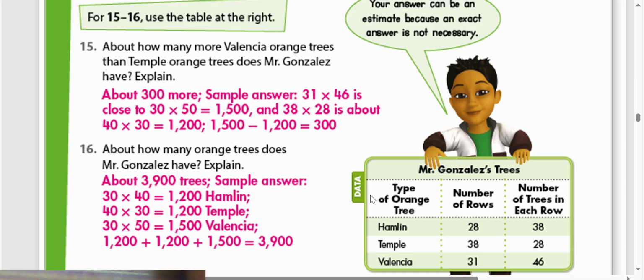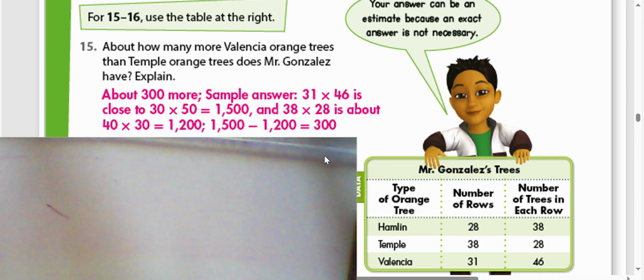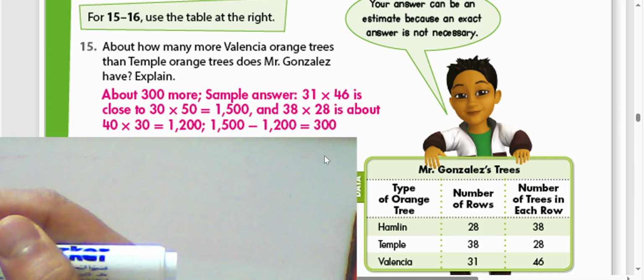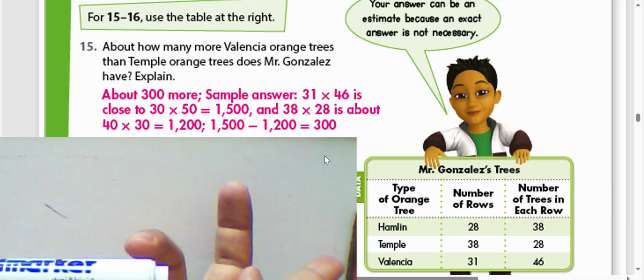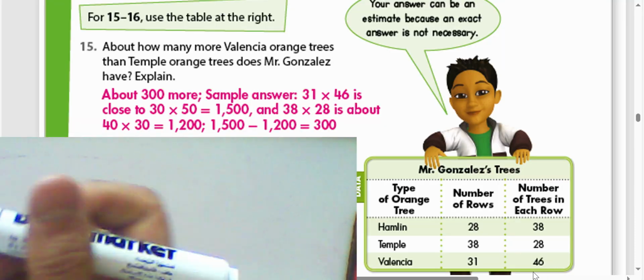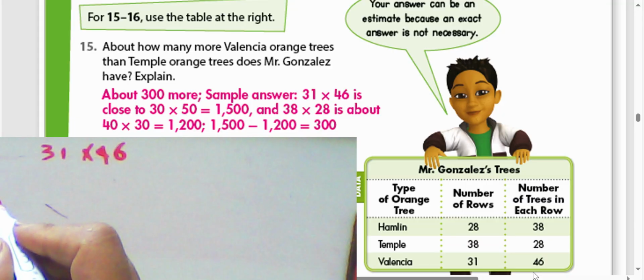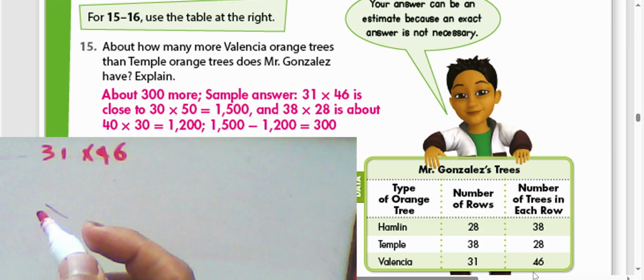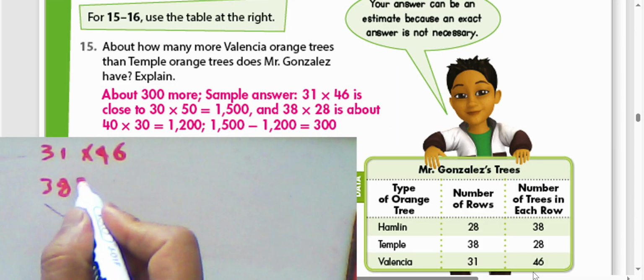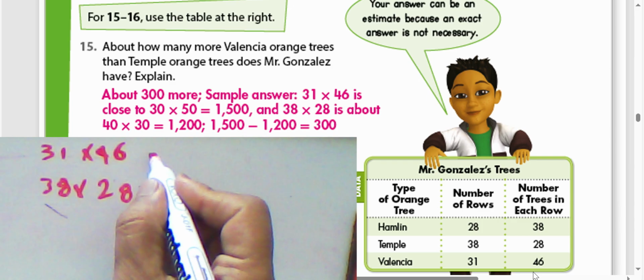Valinka orange trees, here. It's 31 times 46. And also we have 38 product by 24, and then we can combine them or find the difference between them. Okay, understood? Look at the table here. We can multiply 31 by 46, and also multiply the temple. We have 38 product by 28.